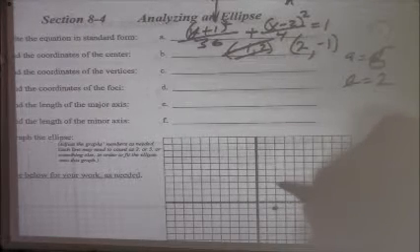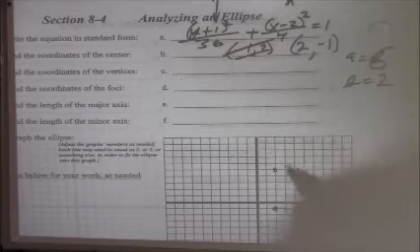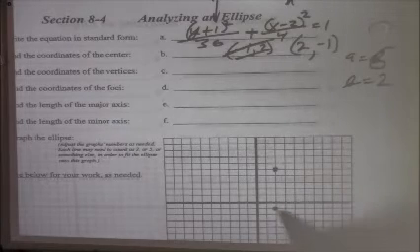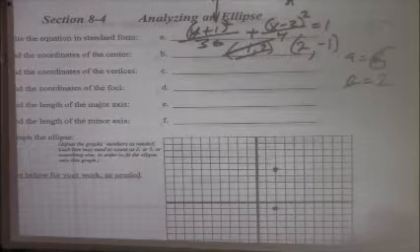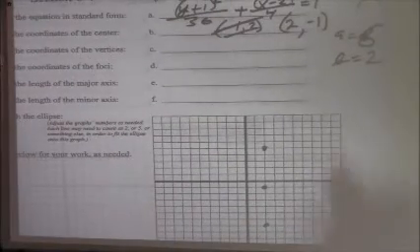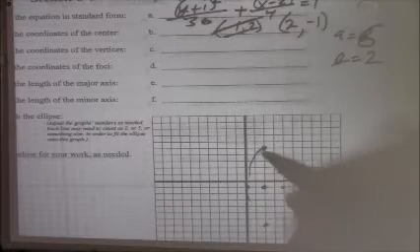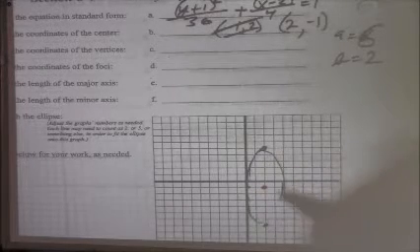1, 2, 3, 4, 5, 6. So that's one vertex point. 1, 2, 3, 4, 5, 6. And here's the other one. And if the B is 2, I can just go 2 that way and 2 this way, and draw myself a decent ellipse.